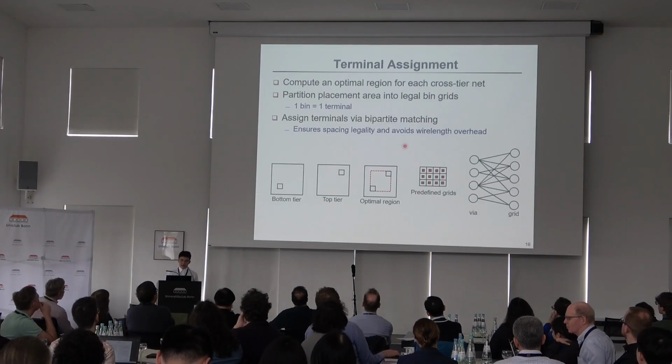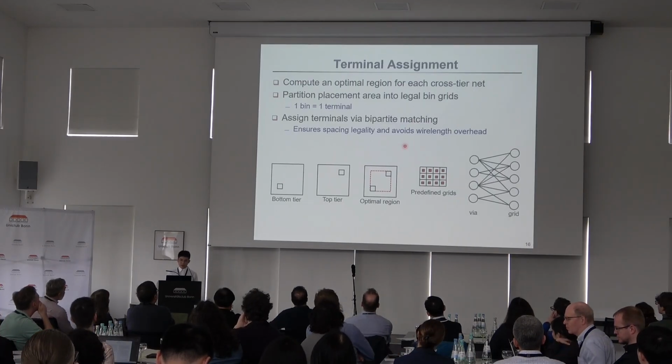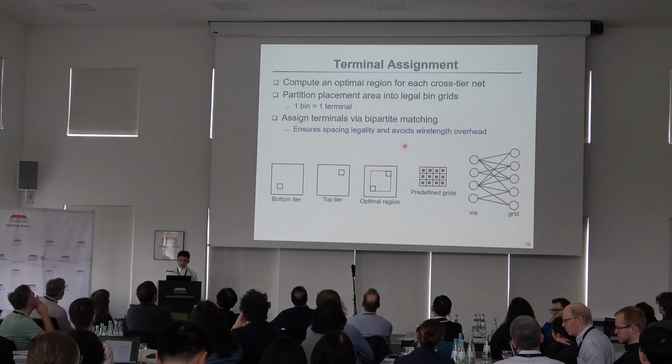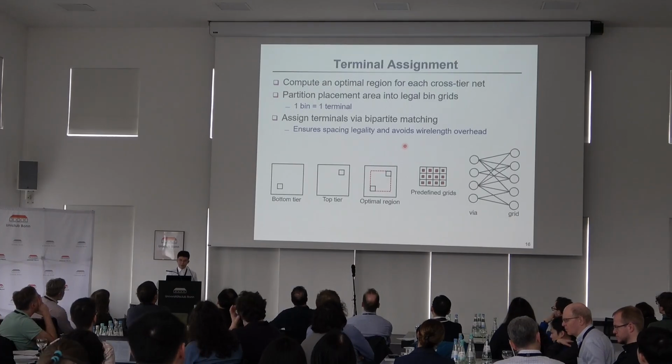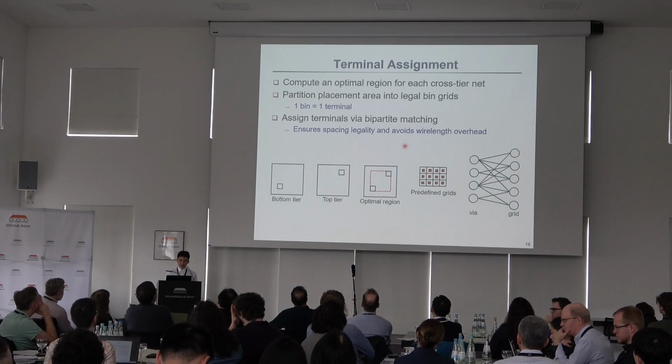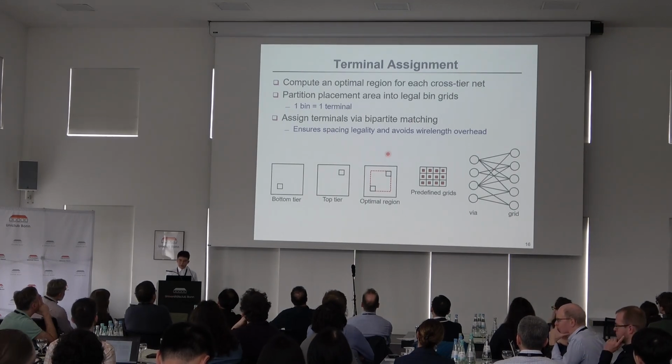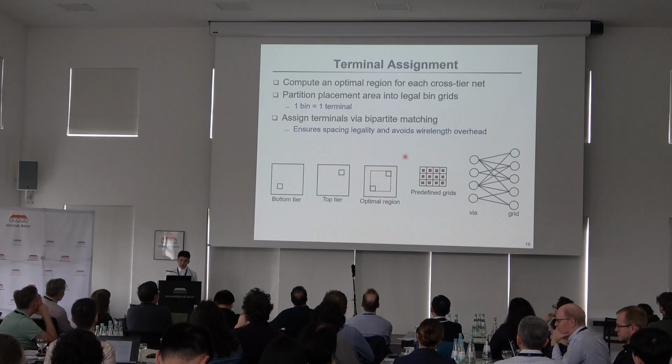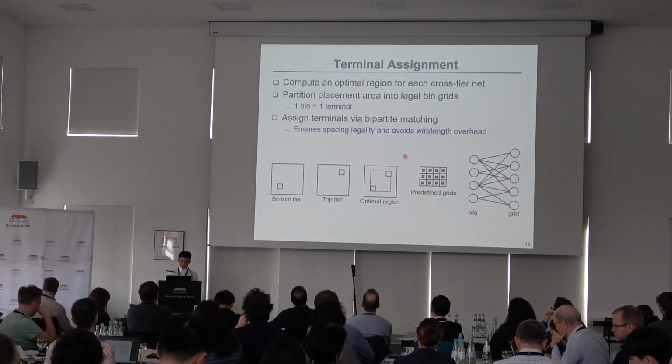This slide explains the terminal assignment for each tier's nets. For each net, we first compute an optimal region for each terminal. Then we divide the placement area into a local bin grid. Finally, we use bipartite matching to assign terminals to the grids, prioritizing the placement within their optimal region to try and avoid wirelength overhead while maintaining legality.